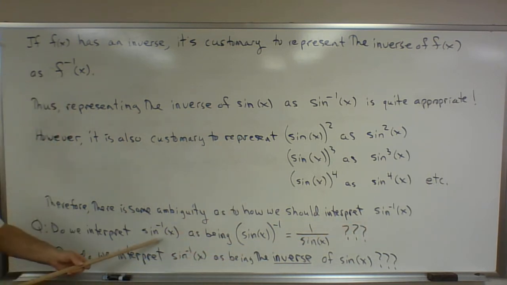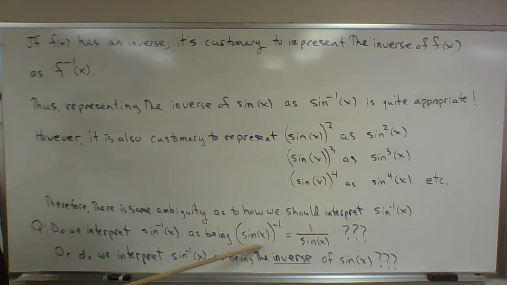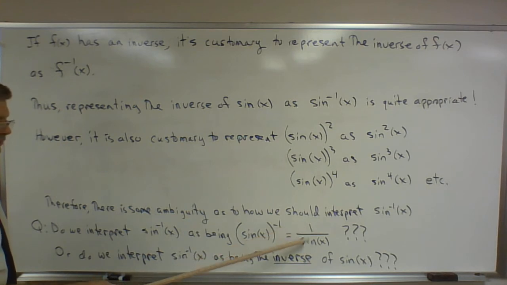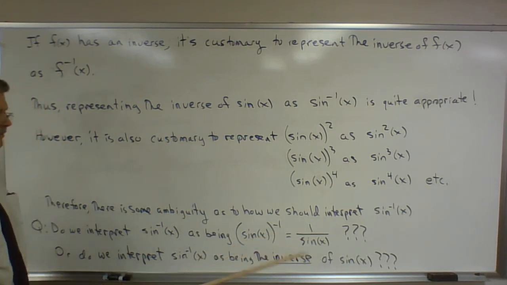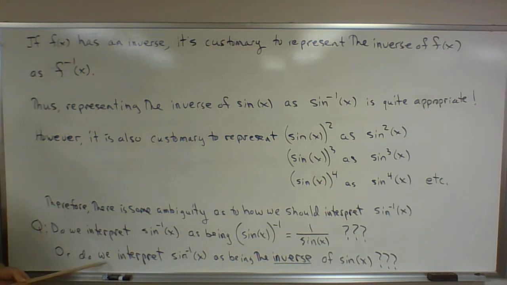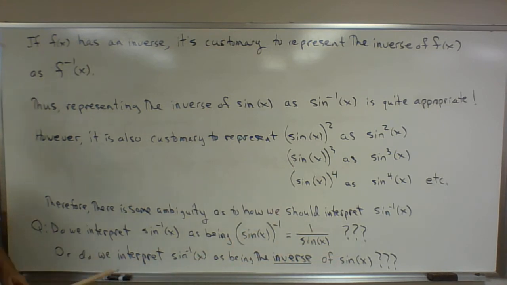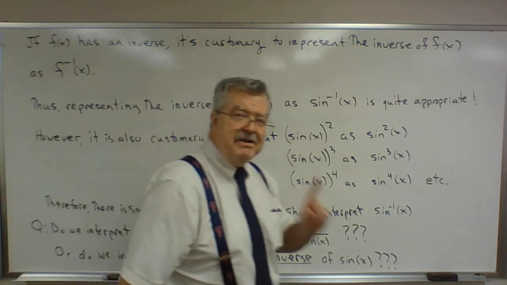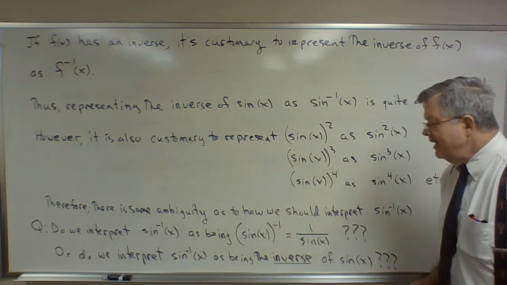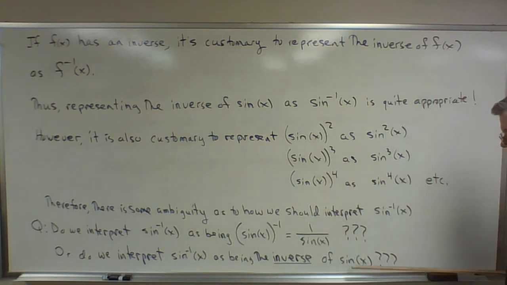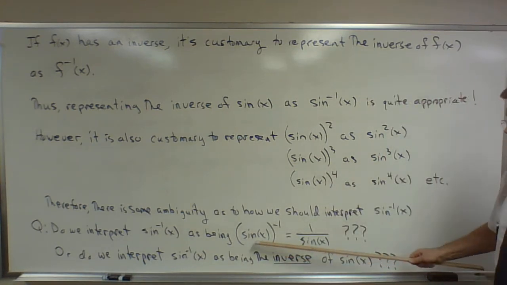Do we interpret this as being sine of x raised to the negative 1 power, which is 1 over sine of x, which in turn is cosecant of x? Or do we interpret this thing as being the inverse of sine of x? These are two very different things. The inverse of sine of x is not at all the same thing as sine of x to the negative 1 power.